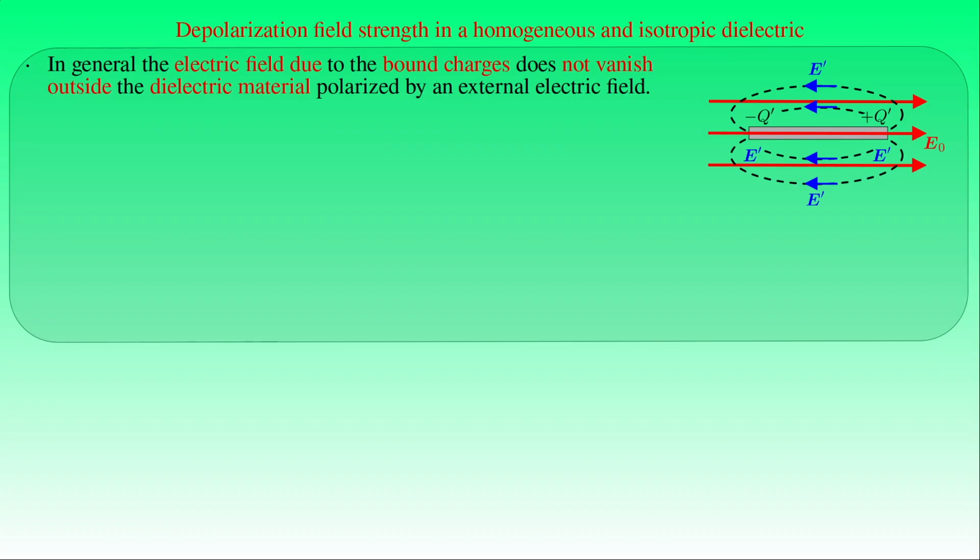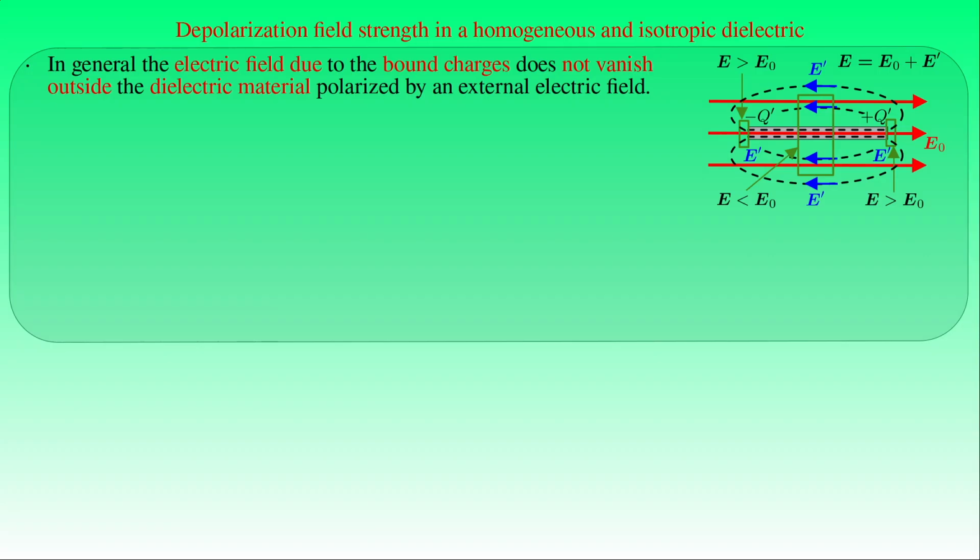As the figure shows, the resultant electric field strength E is greater than the external field strength E0 in the vicinity of the two ends of the rod. In the middle region around the rod, the net electric field E is weaker than the electric field E0 applied to the dielectric.